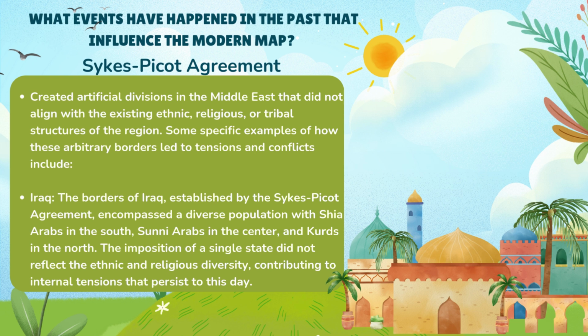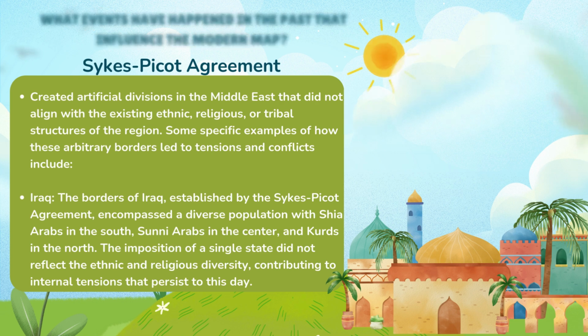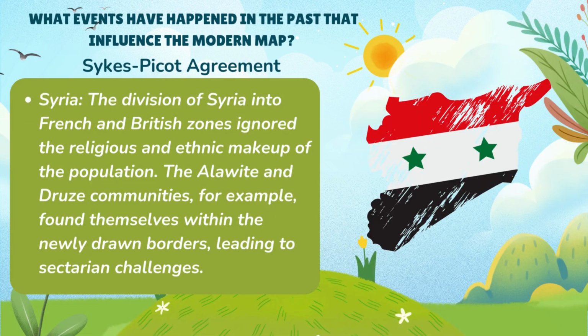We have Iraq. The borders of Iraq established by the Sykes-Picot Agreement encompass a diverse population, with Shia Arabs in the south, Sunni Arabs in the center, and Kurds in the north. The imposition of a single state did not reflect the ethnic and religious diversity and contributed to internal tensions that still persist to this day.